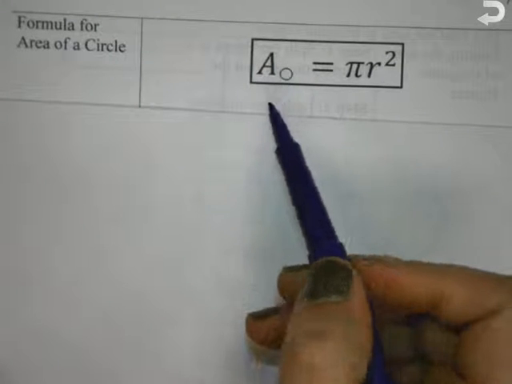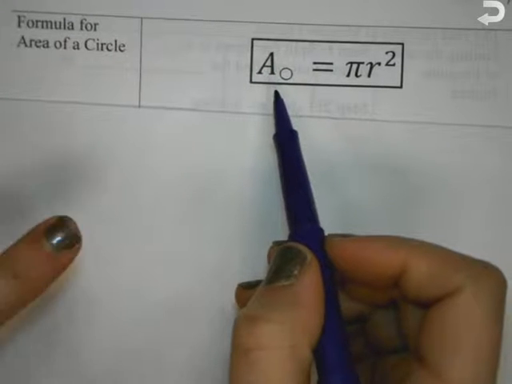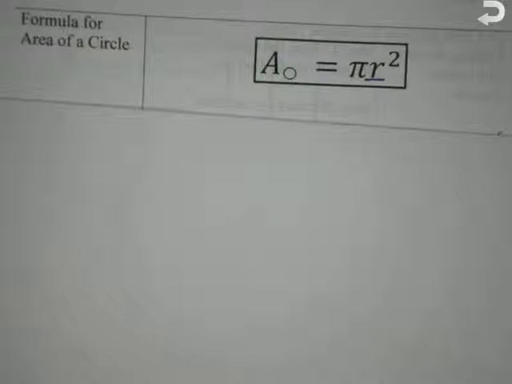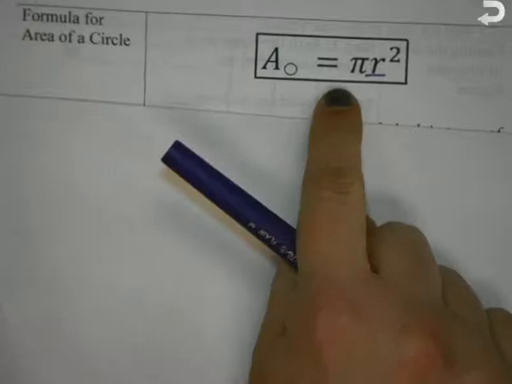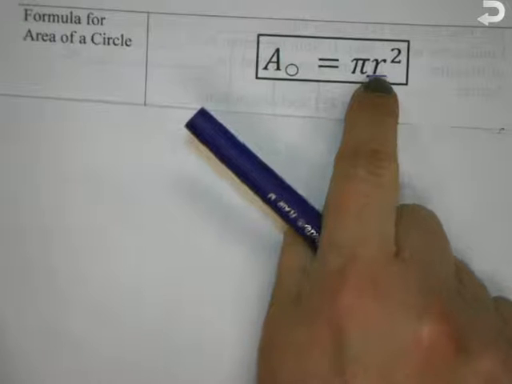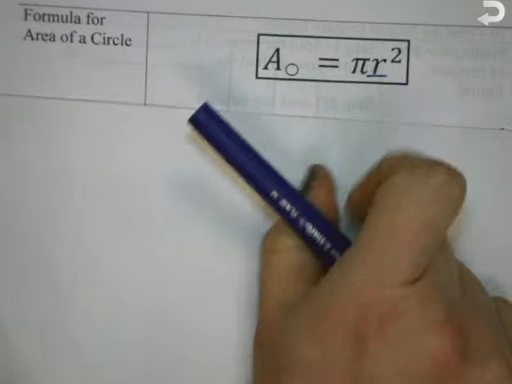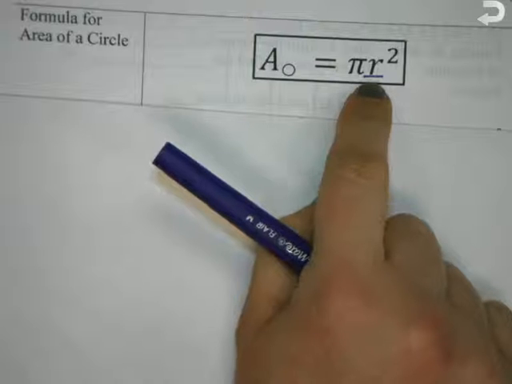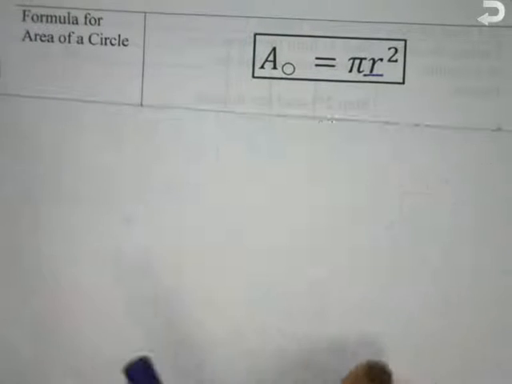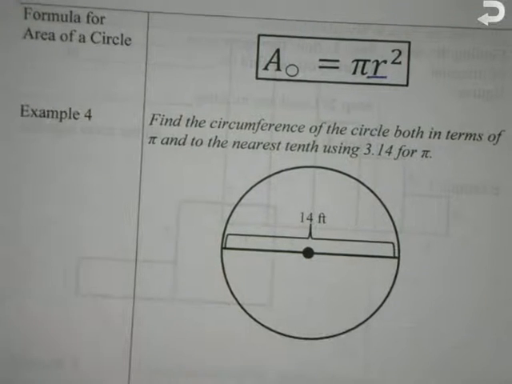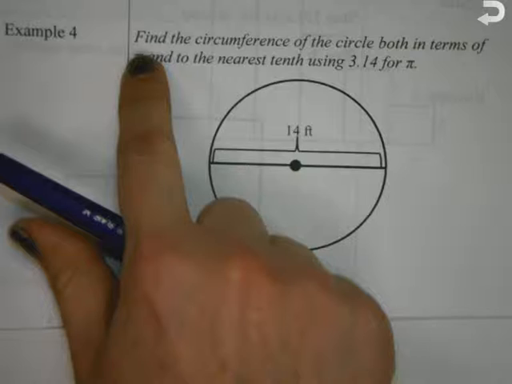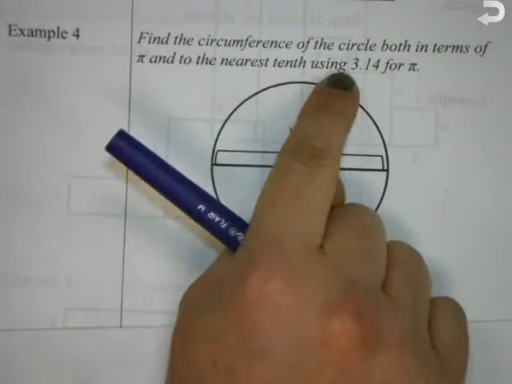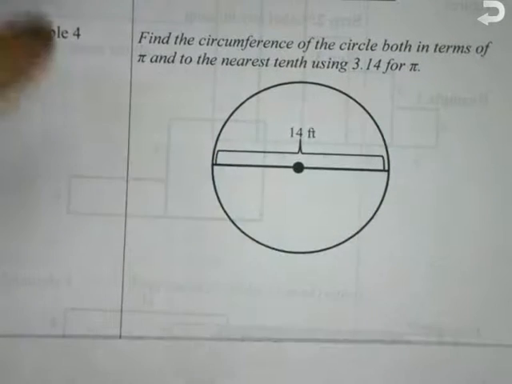Okay, so let's look at example 4. Our instructions are to find the circumference in terms of pi and to the nearest tenth. So we're going to get 2 answers again. Okay, so for example 4, I am given a diameter of 14 feet. So what is my radius? What's this part right here? 7 feet. So let's just write that in right now. Okay, so my radius is 7 feet.